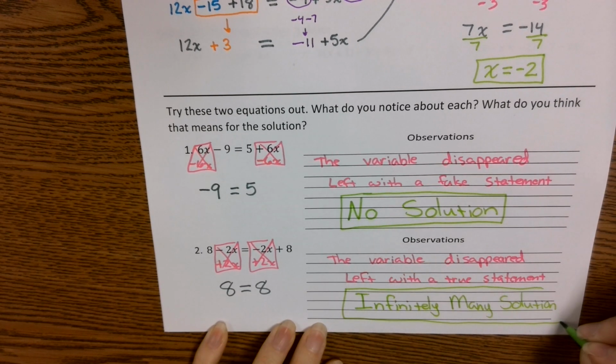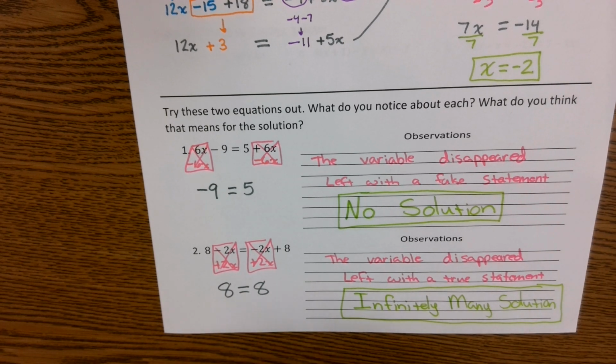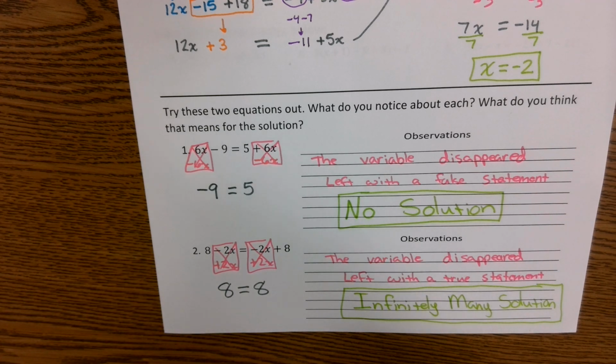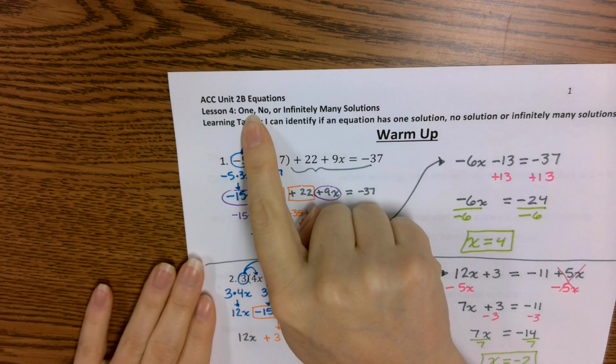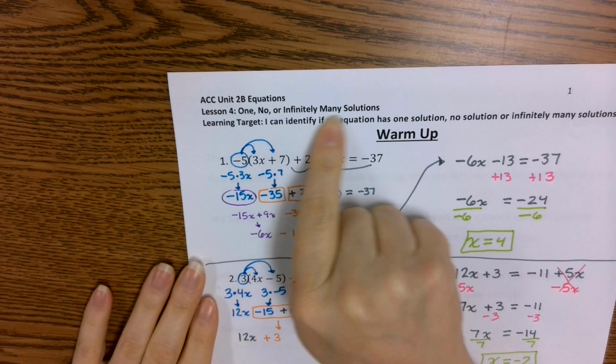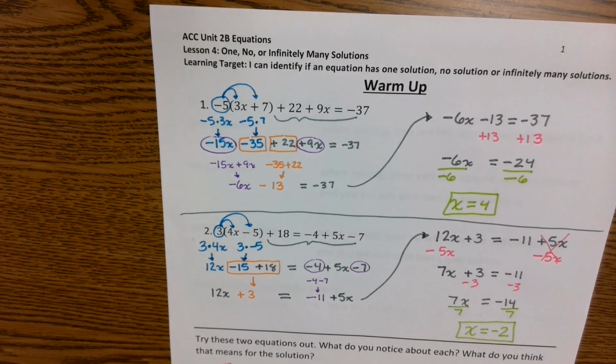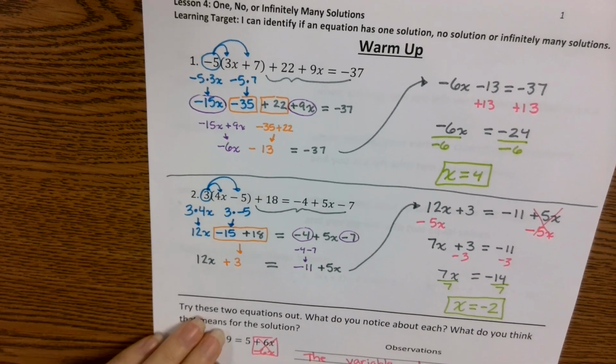Now, if x does not disappear at all, then that's just a single solution problem. We call that one solution. X will equal one value. Okay? So those are the 3 types of equations that we are now going to be discussing: one solution, no solution, infinitely many solutions. They might also just say many solutions or all real solutions.